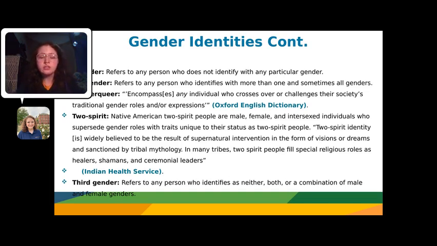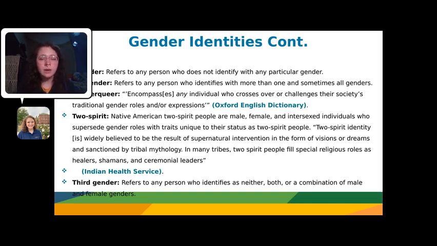Referencing the Indian Health Service, Native American Two-Spirit people are male, female, and intersexed individuals who supersede gender roles with traits unique to their status as Two-Spirit people. Two-Spirit identity is widely believed to be the result of supernatural intervention in the form of visions and dreams, and is sanctioned by tribal mythology. In many tribes, Two-Spirit people fill special religious roles as healers, shamans, and ceremonial leaders.